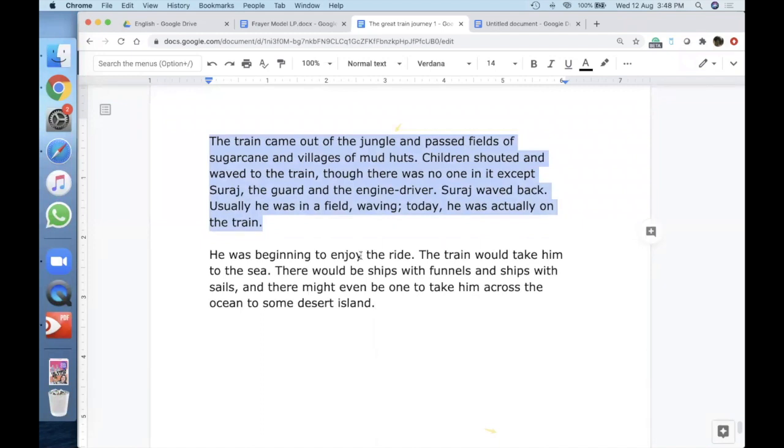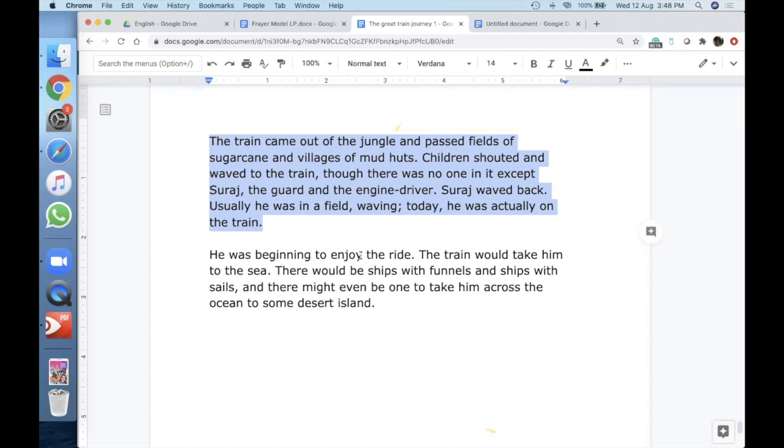Where did we finish? The train came out of the jungle and passed fields of sugarcane and villages of mud huts. So the train is going through the fields of sugarcane and also villages of mud huts. There are a lot of huts in the village and they are made of mud. Children shouted and waved to the train, though there was no one in it except Suraj, Gopal, and the engine driver.